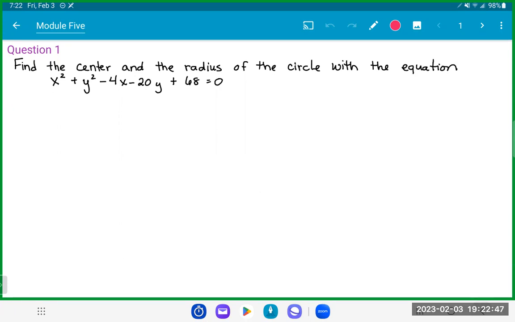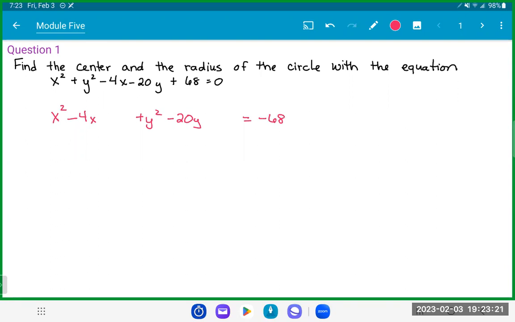Okay, so to do that, I'm just going to rewrite here. We have x squared minus 4x. So we're just keeping the x's together. I want to skip a little bit of space, and we'll see in the next step why. Then we're going to do our y's, which is y squared minus 20y. Skip a little bit of space, put our equals, and we're going to move this 68 to the other side. So if I move it to the other side, it becomes a negative 68.